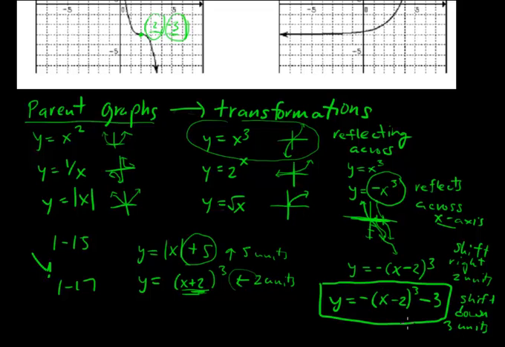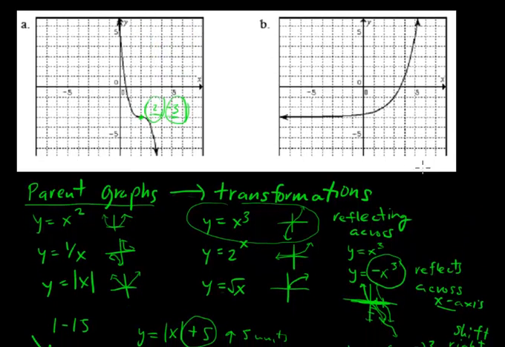Now, really think about how we got this. We did it in a few different steps. We reflected our cubic function, x cubed, across the x-axis. Then we shifted it to the right by 2, and then shifted it down by 3. So it's important that you are able to see this as the cubic function with some transformations. Okay, so now let's look at part B.